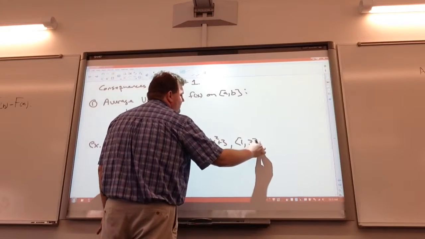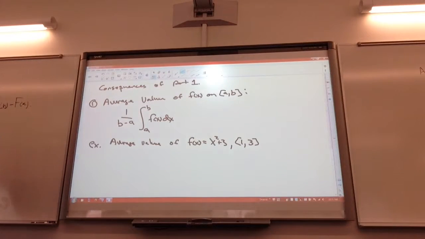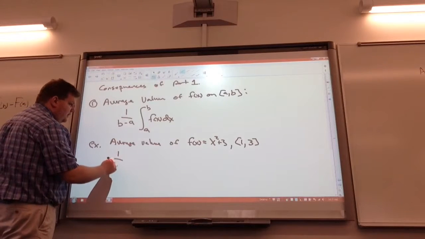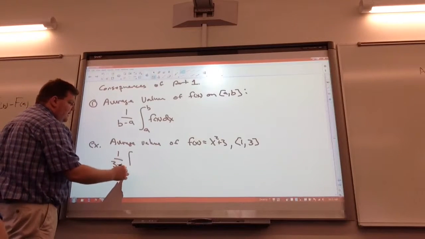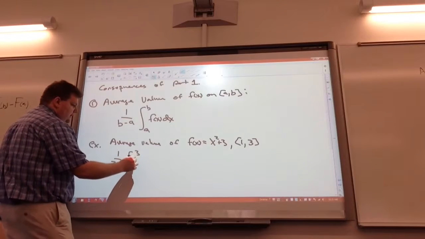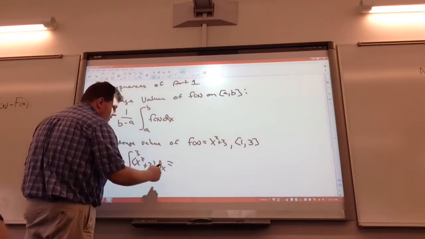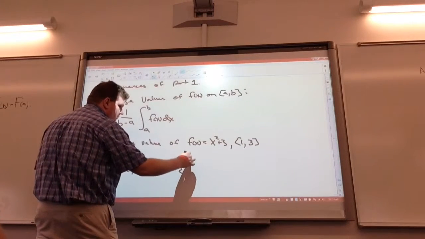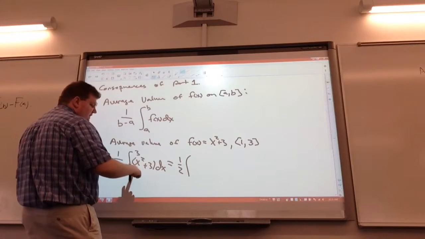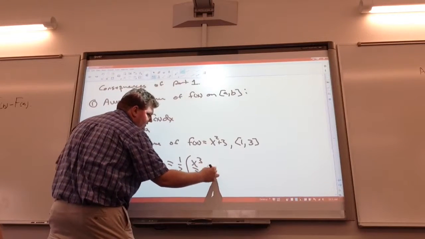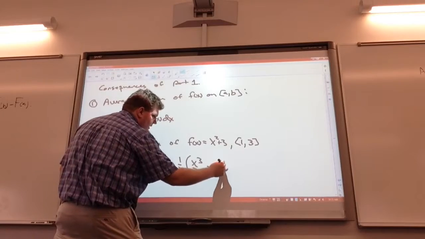Okay. So let's say we're going to get the average value of f of x equals x squared plus 3 from 1 to 3. I do 1 over 3 minus 1 times the integral from 1 to 3 of x squared plus 3 dx. That's going to be equal to 1/2 times the antiderivative of this, so it would be x cubed over 3 plus 3x from 1 to 3.